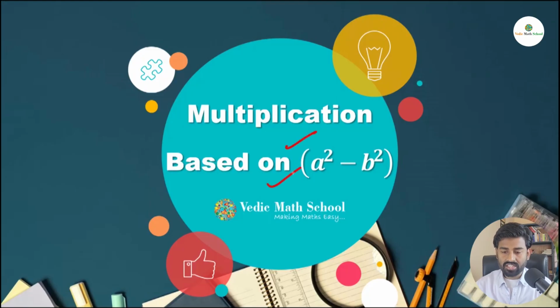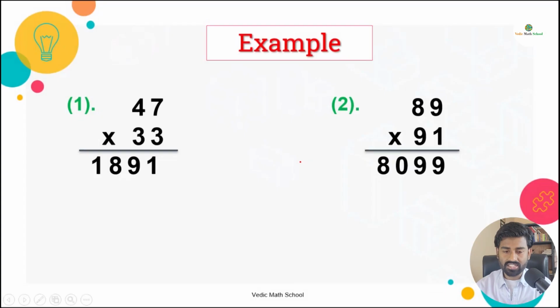So practically it is different, but conceptually it is the same. Let's get started. As you can see, this is multiplication based on a square minus b square. The formula is the same, and we are going to use the same formula here as well and we can get the result.